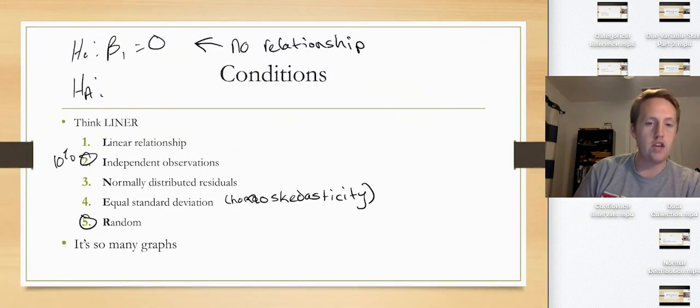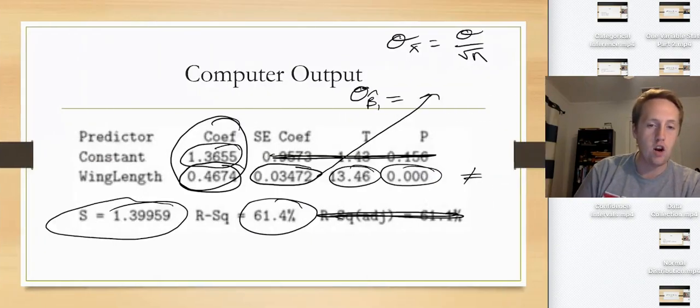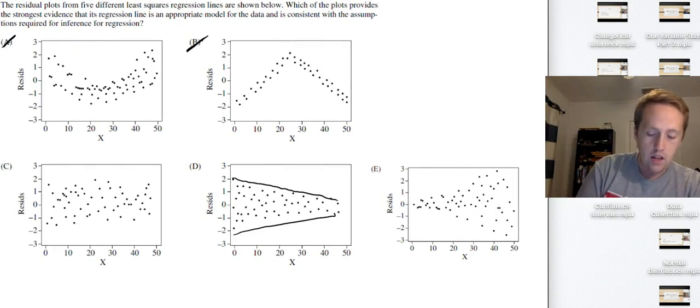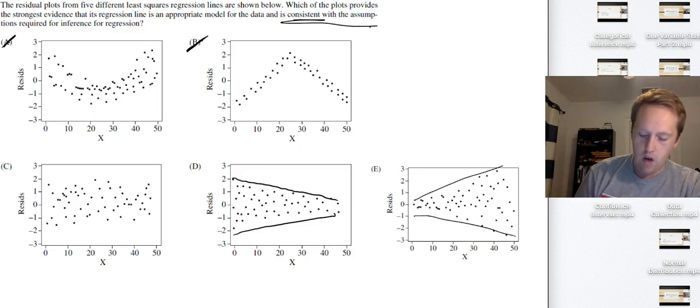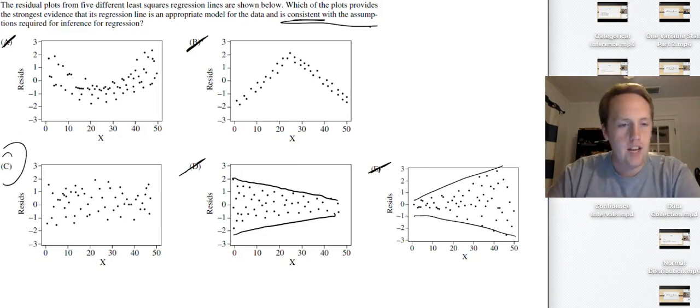Equal standard deviation. That's where we make a graph of the residuals and determine if the standard deviations are equal for each x. So that means the residuals aren't fanning in or out. The residuals in this graph are fanning in. That is not consistent with assumptions. The residuals in this graph are fanning out. Not consistent. These are nice, random residuals, not fanning, no pattern at all. So the answer would be C on that one.